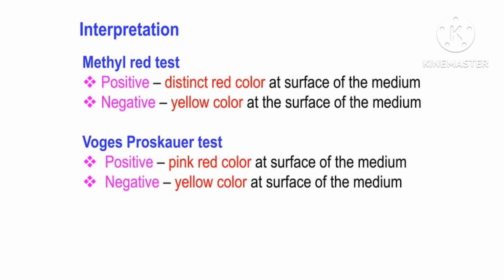Interpretation of MR and VP test. If MR is positive, there will be a distinct red color at the surface of the medium, and if it is negative, a yellow color is seen at the surface of the medium. In VP positive, a pink red color at the surface of the medium, negative is yellow color at the surface of the medium. The base medium for both these tests is glucose phosphate broth or GP broth, to which we inoculate the organism, and upon inoculation the organism is grown and the next day, after 18 to 24 hours, we take it and add the respective reagents to test for MR and VP.